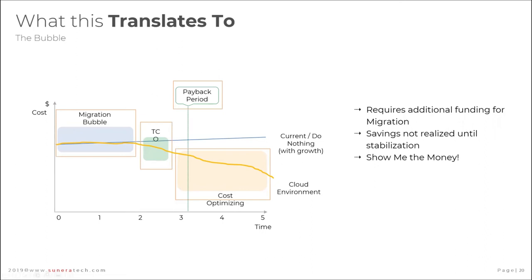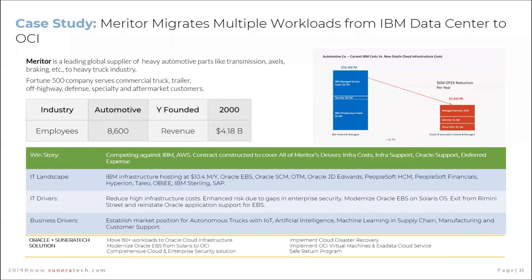And this has actually been leveraged. We have had a customer who migrated 90-plus workloads to cloud, and they went from a 10.4 per annum cost down to 4.4. As you can see, the reduction over here goes from IBM data center and support down to SuneraTech and Oracle Cloud.